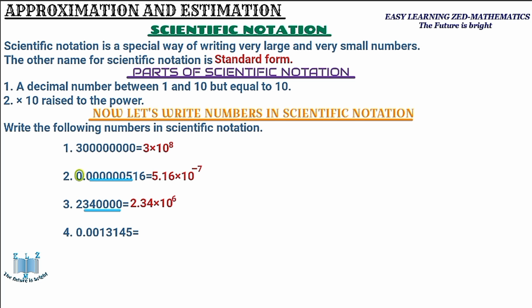Question 4, we have 0.0013145. We are asked to write this number in scientific notation. So what we're going to do is identify the movement the decimal point will make. The decimal point will move from that point up to the space between 1 and 3. That means the decimal point will jump 3 digits.